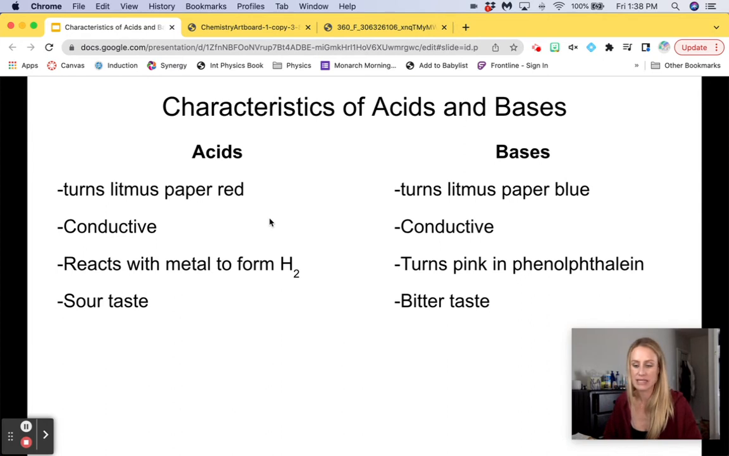Something else that's basic is soap. If you've ever tasted soap, I hope not because it's kind of gross, but if you have ever tasted soap, it's also bitter. It tastes really bad because soap is basic.